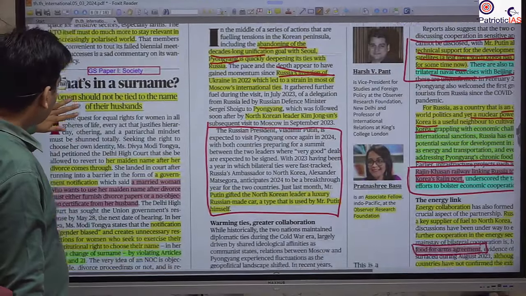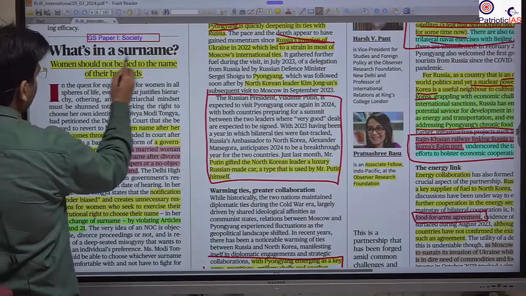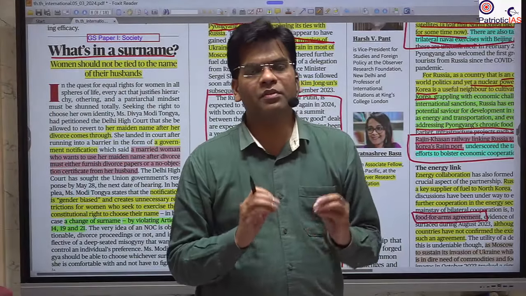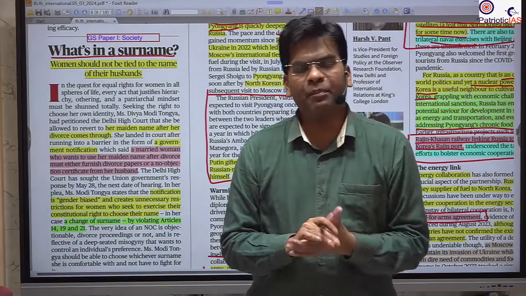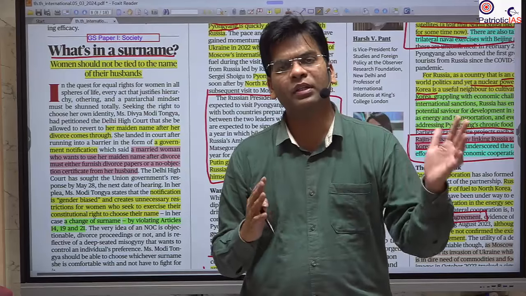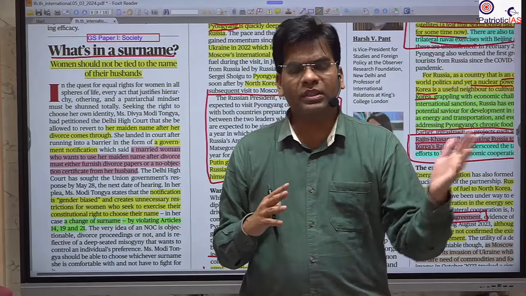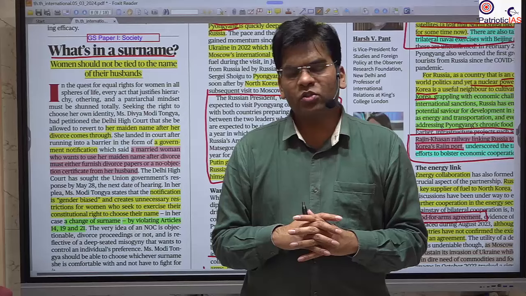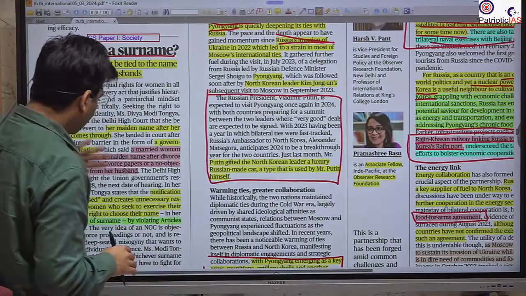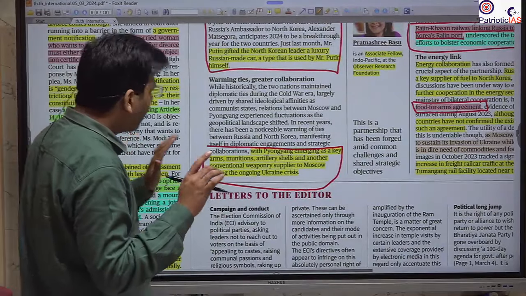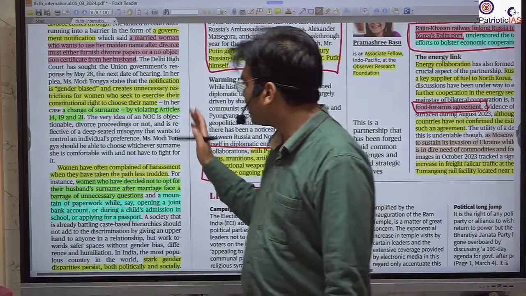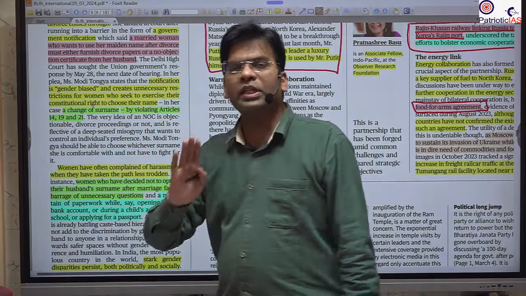Okay. Next news is with respect to what's in the surname. There is a case where a woman got divorced, and when she approached to change the surname that she acquired after her marriage, that she got from her husband, there is a notification from the government which says that this woman needs to take a no-objection certificate from the husband to change the surname.